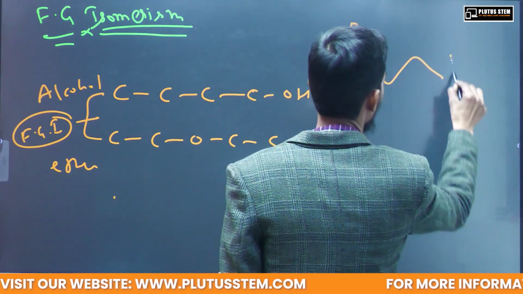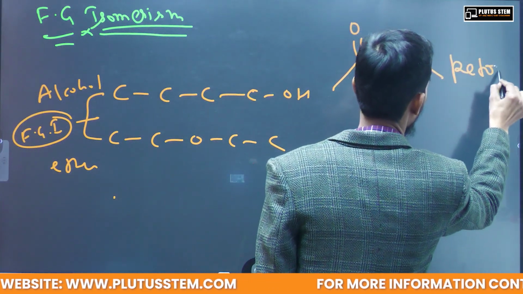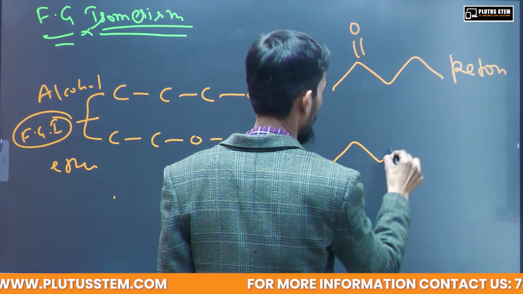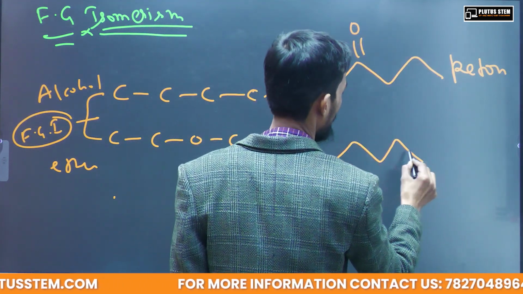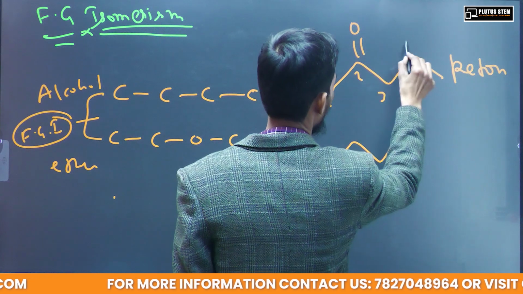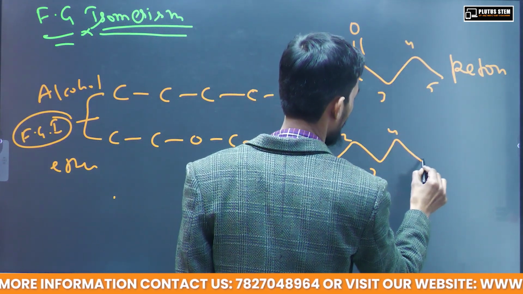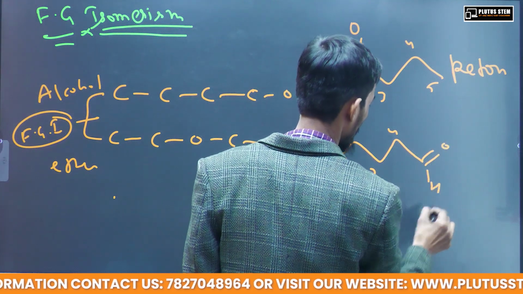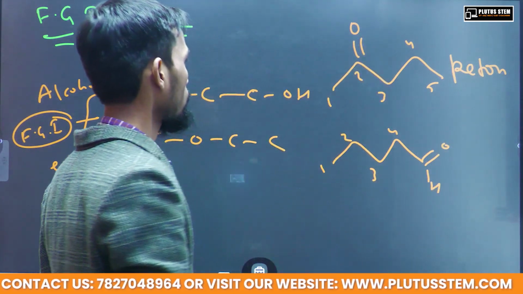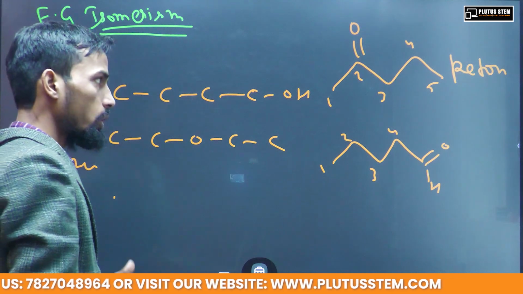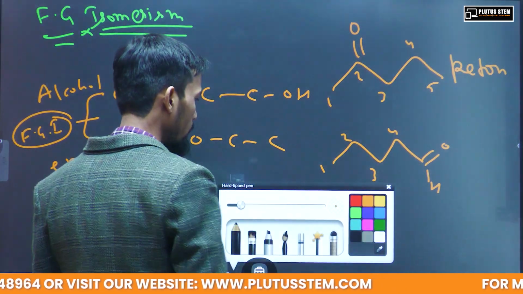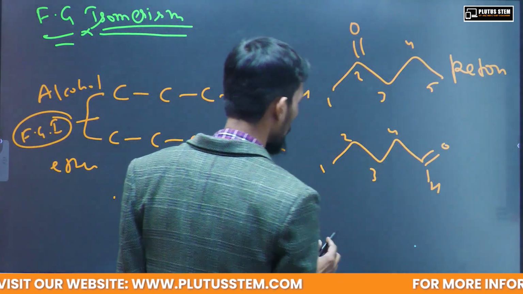This is ketone and this is aldehyde, with carbons numbered 1, 2, 3, 4, 5. Clear or not? So these also have the same molecular formula. Now we are going to discuss these also in quite detail.